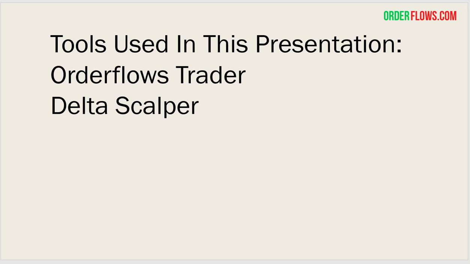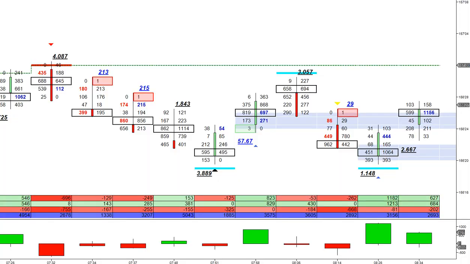Okay, the tools used in this presentation are the same as always: the Orderflows Trader Volume Footprint Chart and the Delta Scalper. I may talk about a couple of other indicators when you see them in there, but the main ones I use in my trading right now are the Orderflows Trader and the Delta Scalper. I have other indicators that I use, but I don't want to confuse people, especially those who are relatively new to order flow and are trying to learn it. Keep it simple. Learn a few things. There are a lot of different aspects of order flow, and if you try to learn everything at once, you're just going to confuse yourself, and it's kind of pointless. So stick to a few things with order flow and build from there.